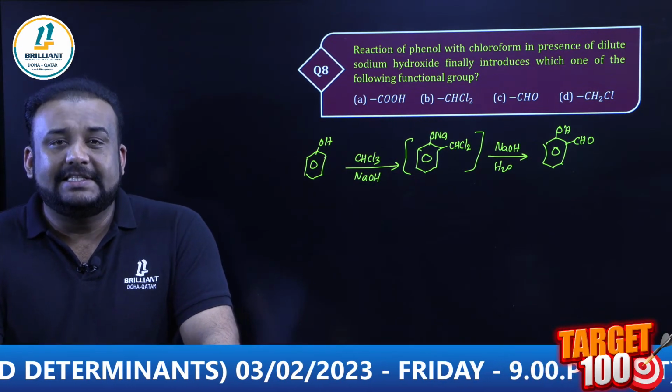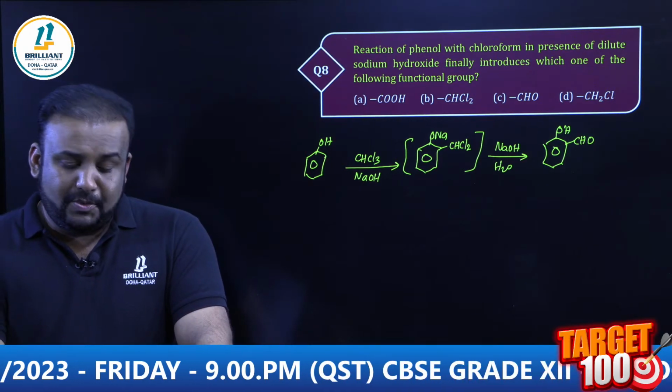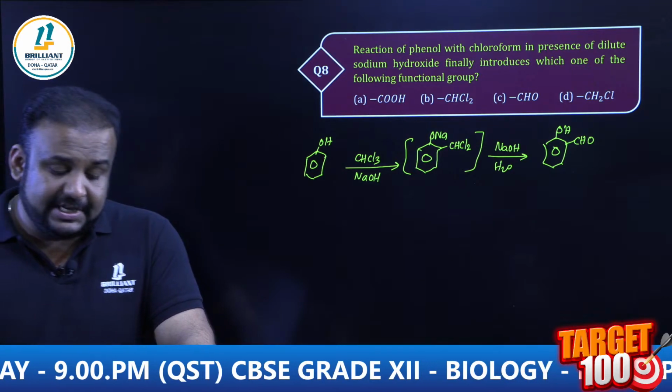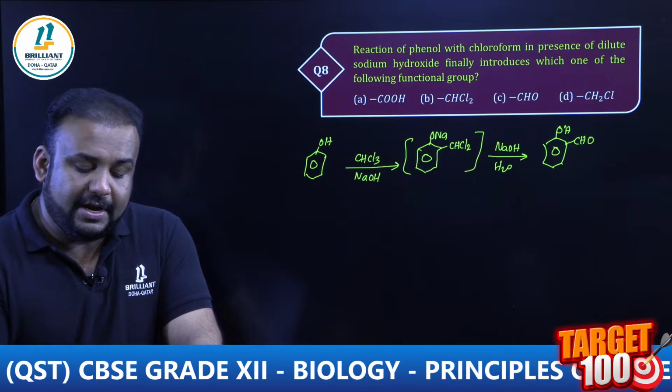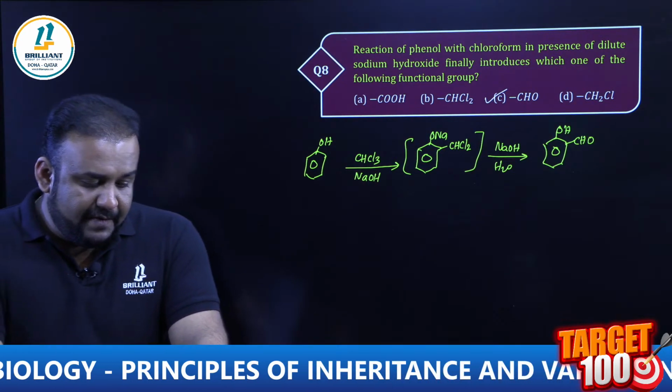This is known as salicylaldehyde. Is it clear? This compound is known as salicylaldehyde. So this is Reimer-Tiemann reaction that you are looking at. So the correct option will be option C. Yes, very good.